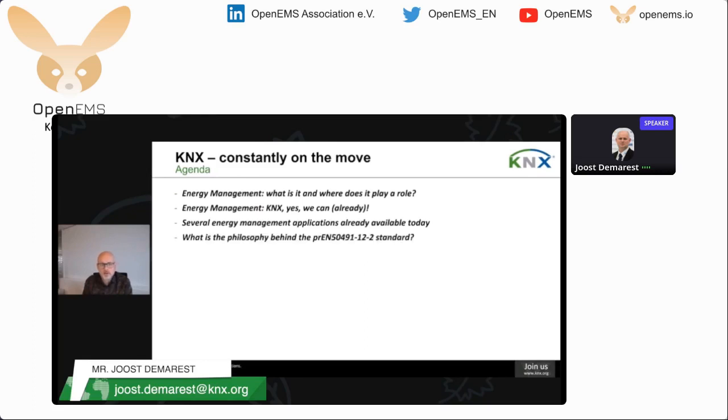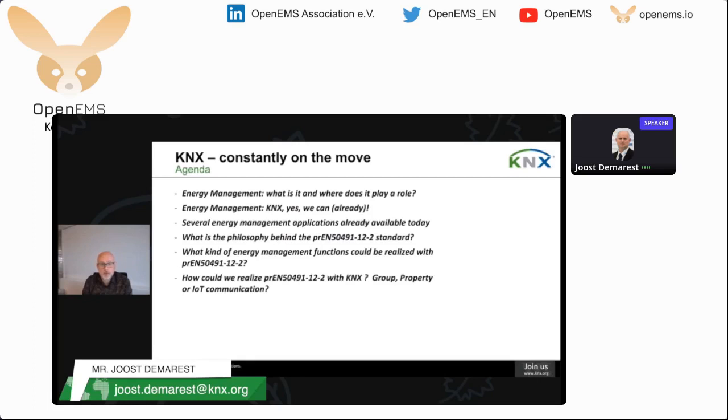And then I will switch to the PREN 5491-12-2 standard. KNX is helping out on the development of this standard. So what relation does this standard have to the previously shown energy management applications? I will then try to explain what kind of energy management functions can be realized with this standard. Then I will explain how KNX can realize the functions that are described in this standard.